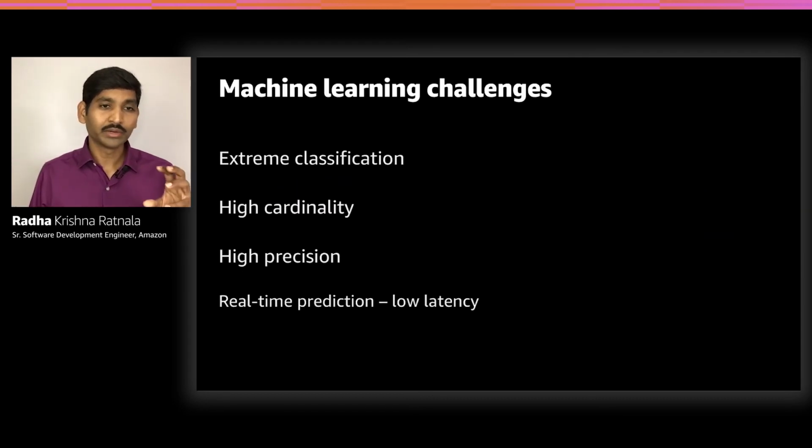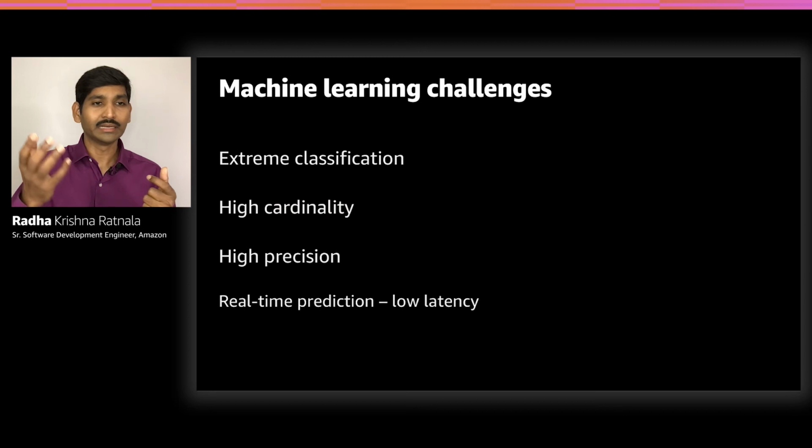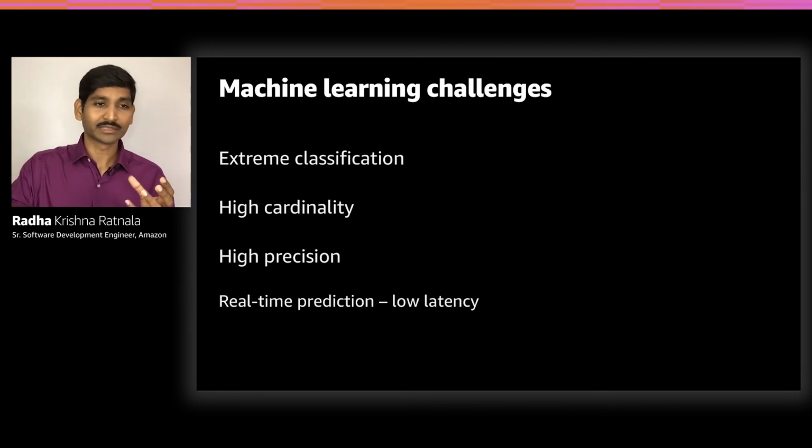Let's take a deeper look into the machine learning model that we have created and the high precision problem that we have solved. First of all, this is an extreme classification problem in the sense that we get a bank transaction and we are trying to find an account among millions of accounts in Amazon. High precision is very important. That means we want to be very accurate. We cannot take one customer's money and put it in another customer's account.